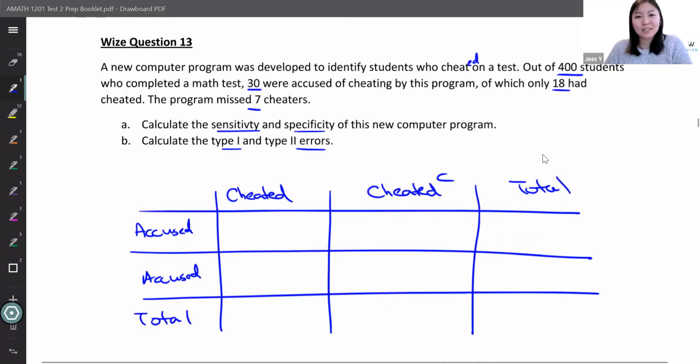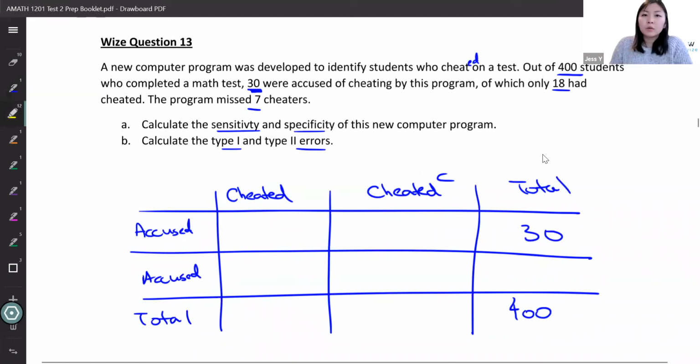Okay, so we have our table. Let's fill it out. So out of the 400 students who completed the math test, they're not giving us probabilities, they're giving us numbers. So let's fill it out with numbers. 30 were accused of cheating. So 30 were accused. Total of accused. We don't know if these people actually cheated or not. We just know that 30 were accused.